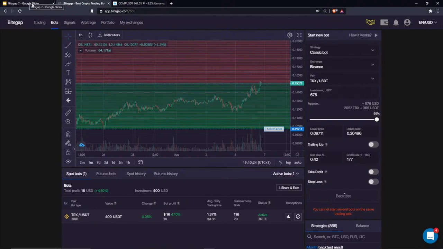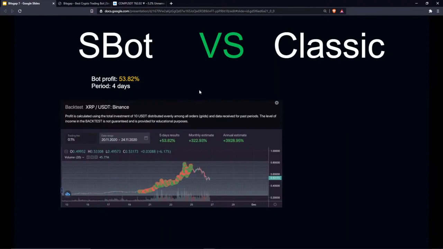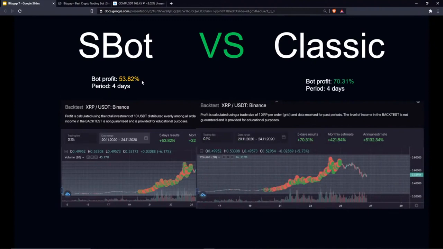And so here, using the backtest mode, I could instantly find out that launching SBot from the 20th of November until the 24th of November, it would bring me 53% of the return. Whereas if I would have launched the classic bot on this same period, you see, 20th of November until the 24th of November, absolutely the same period. But the thing is that the classic bot would bring me 70% of the return. So here's the perfect visualization of how the classic bot outperforms the SBot on the rising market.